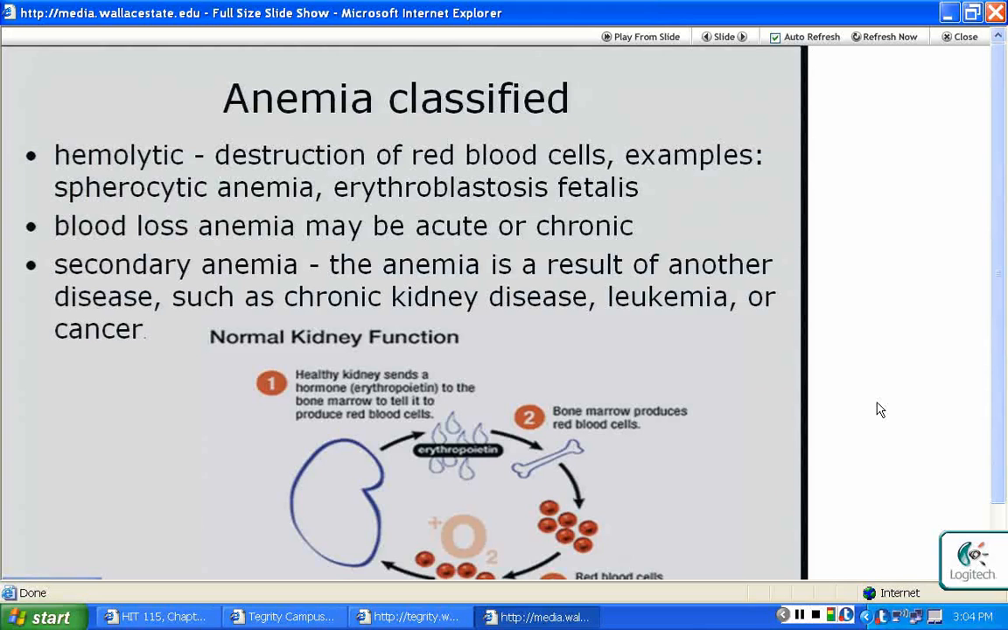And then there's secondary anemia, where the person is known to have another disease, such as chronic renal failure, that results in the anemia. You must have normal kidney function and production of erythropoietin, a hormone that causes red blood cells to mature, to have the proper number of red blood cells. So the secondary anemia is very clearly due to another cause such as kidney disease or leukemia or certain forms of cancer treatment.